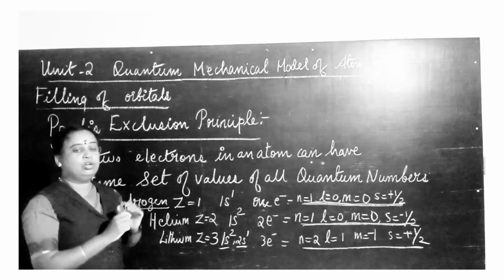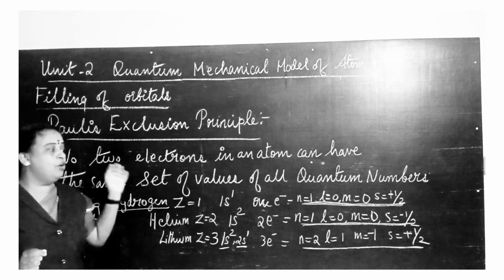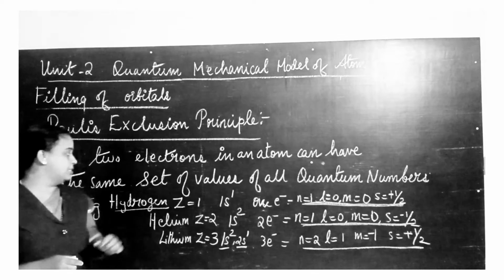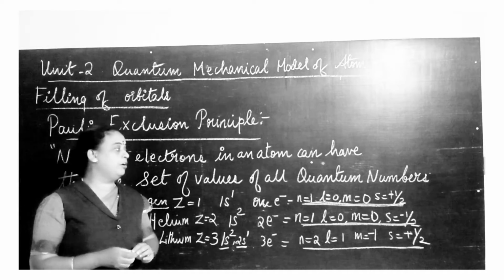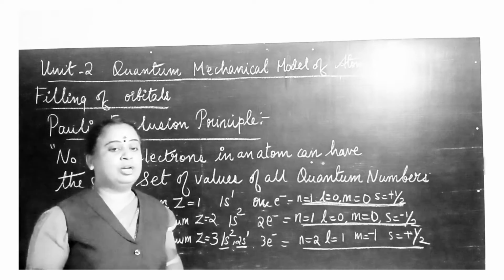Okay, so that is your Pauli's exclusion principle. It states that no 2 electrons in an atom can have the same set of values of all the 4 quantum numbers. Got it? So that's it all about your Pauli's exclusion principle.